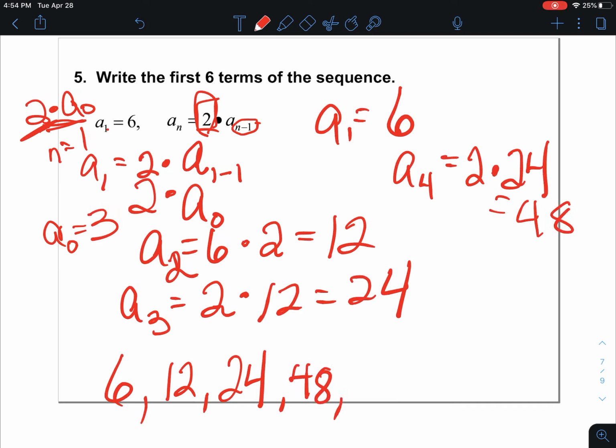Got 2 more to go. Multiply by 2 again, you can see you're going to get 96. And then if you multiply that again by 2 to get the sixth term, 96 times 2 is 192. So here are the first 6 terms in this sequence. 2 times every term to get the next one.